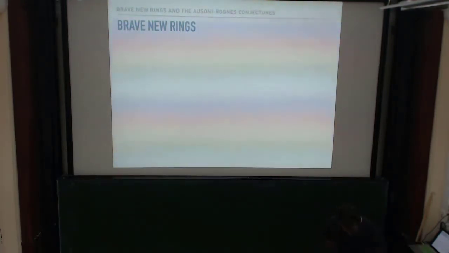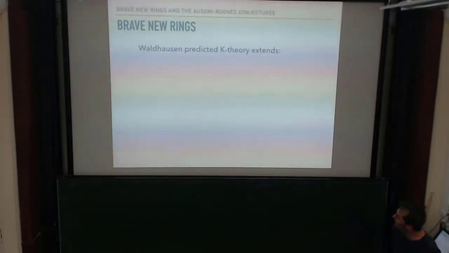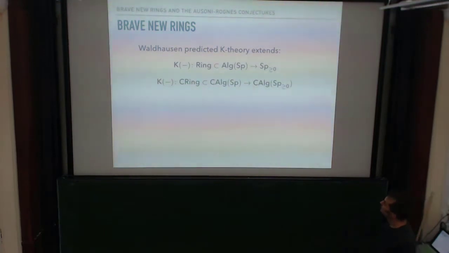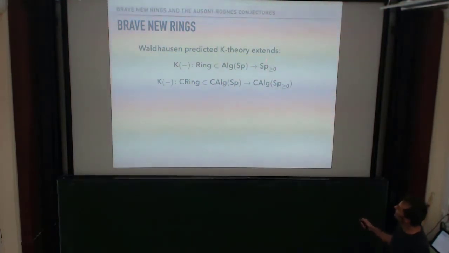So in come so-called brave new rings, as Waldhausen called them. He predicted that the K-theory functor extends not just from rings to spectra, but you could pass through A-infinity algebras or ring spectra going to spectra. Or you could take, instead of commutative rings, E-infinity rings and get commutative E-infinity ring spectra.